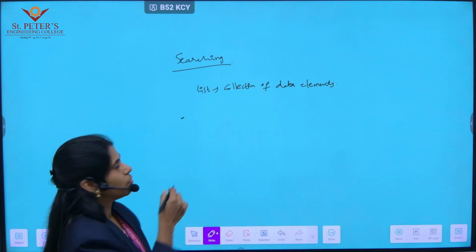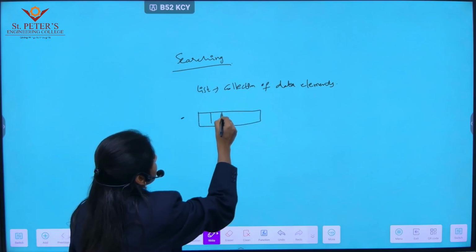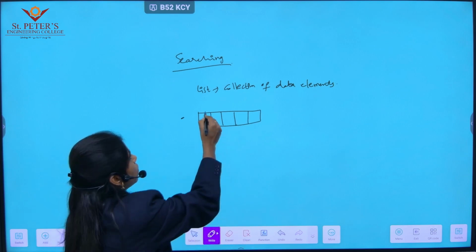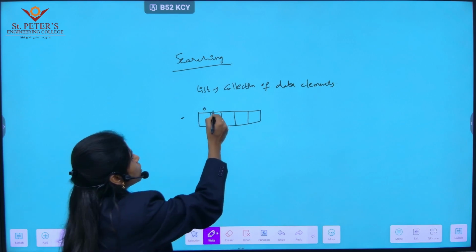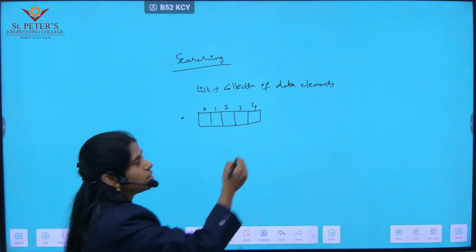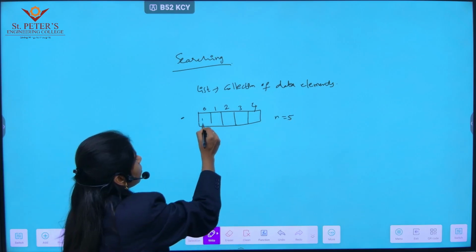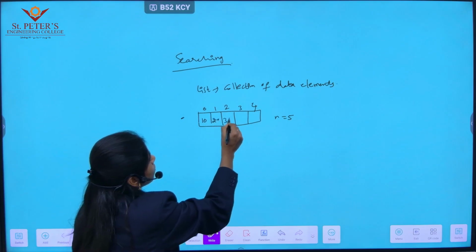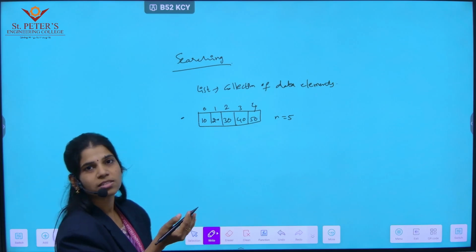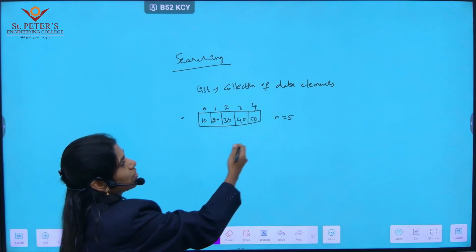See here, for example, this is my list, which contains a size of 5. The index position starts from 0. The size is 5 here. I have taken 5 elements: 10, 20, 30, 40, 50, and those are going to be stored in a sequential manner.